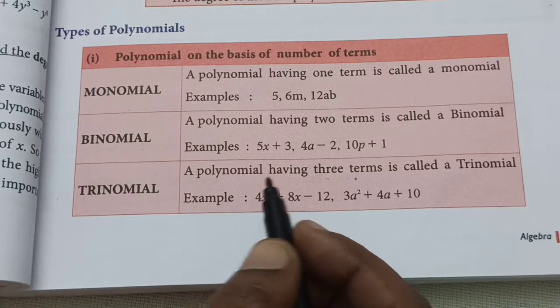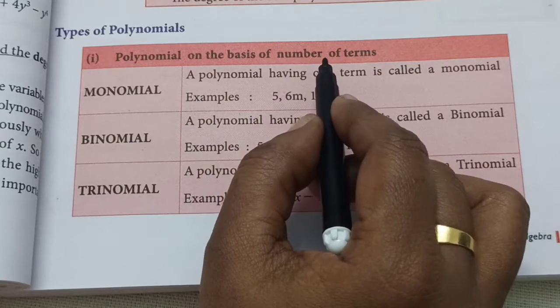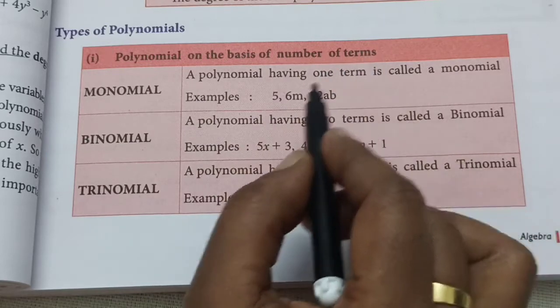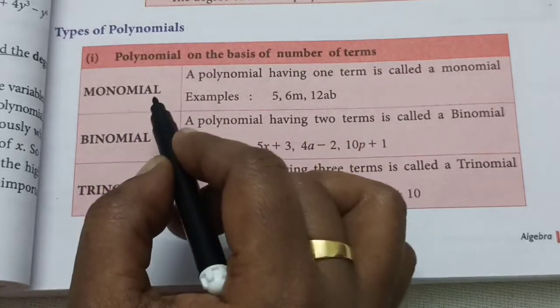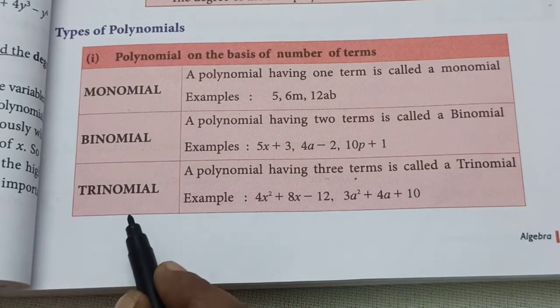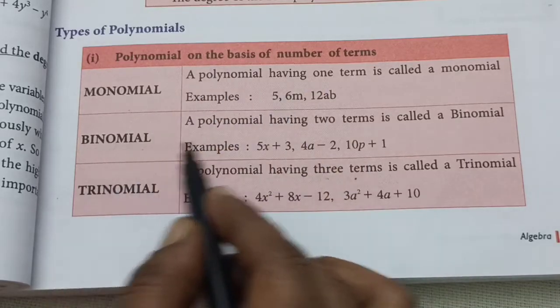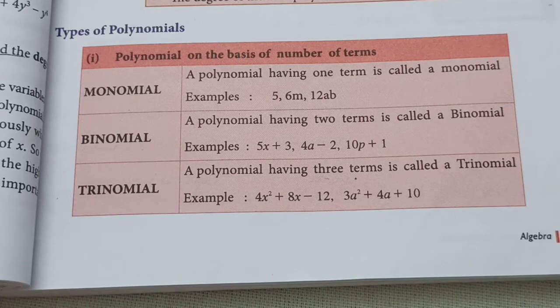Have you understood? Then polynomials on the basis of number of terms: how many types are there? 3 types, isn't it? Monomial, binomial and trinomial. Monomial means 1, binomial 2 and trinomial means 3. Have you understood? How many terms? Here 3 terms.